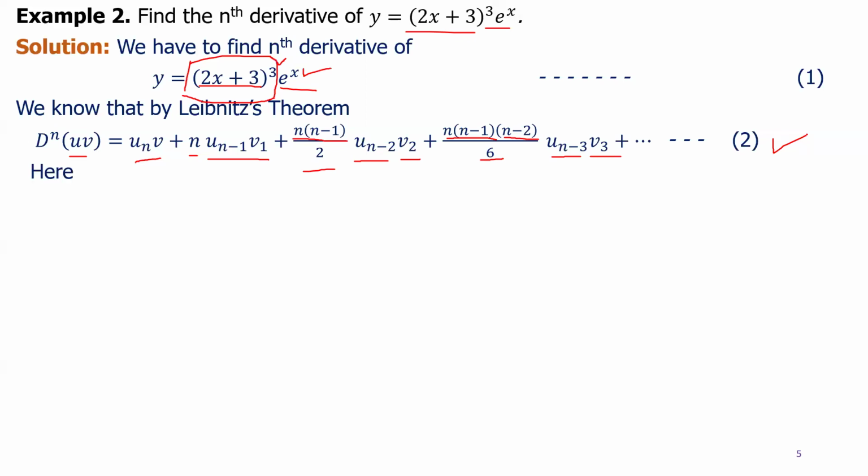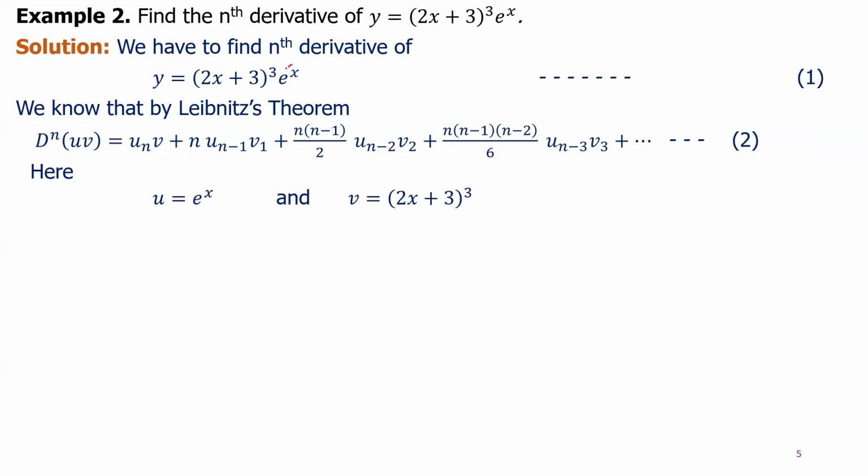Here again, since the nth derivative of e to the power x is e to the power x, and the fourth derivative of (2x plus 3) whole to the power 3 is 0, therefore we consider e to the power x as the first function u and (2x plus 3) whole to the power 3 as the function v. Since nth derivative of u is not equal to 0 and the derivative of v vanishes, e to the power x is considered as u and (2x plus 3) whole cube is considered as v.